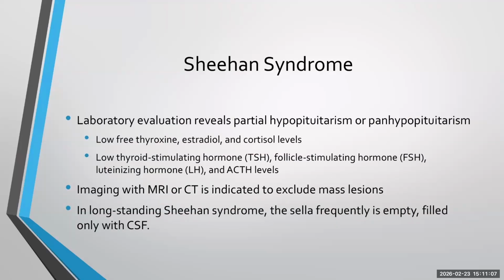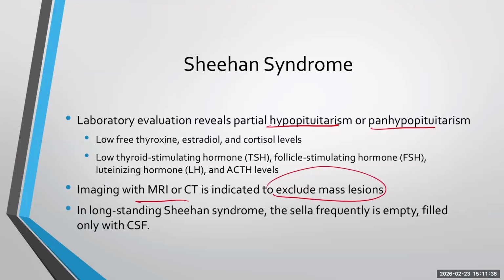Lab eval is going to be the hypopituitarism or pan-hypopituitarism we talked about in the beginning of the lecture. You're going to do your labs. You're going to check all the pituitary labs to see where the problem is. Obviously, low free thyroid, estrogen, and cortisol levels, low TSH, FSH, LH, ACTH. Get your imaging done to exclude any lesions that could be there.